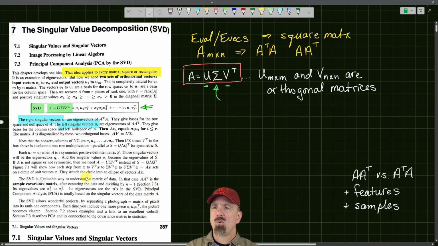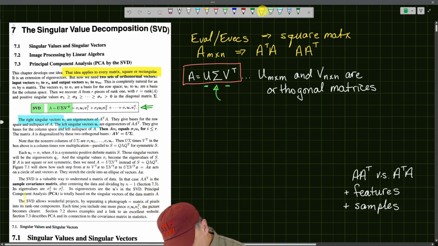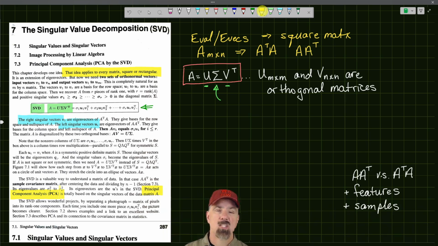And then finally, what we're going to do is talk about principal component analysis. The last idea that we're going to talk about is principal component analysis. And this is really just the idea of how we can apply singular value decomposition to do some feature extraction. And we'll talk about what all of that is.